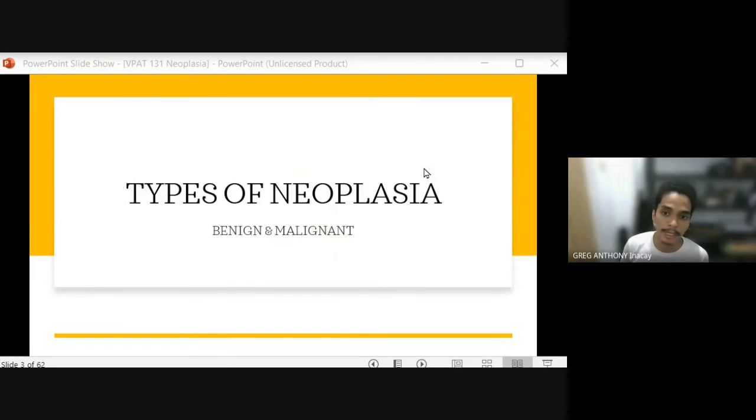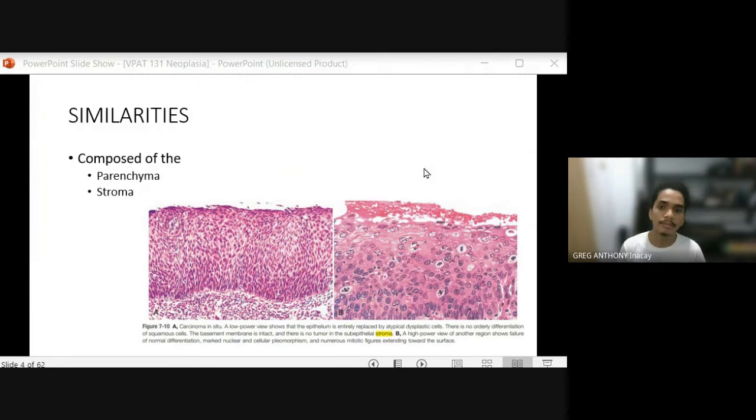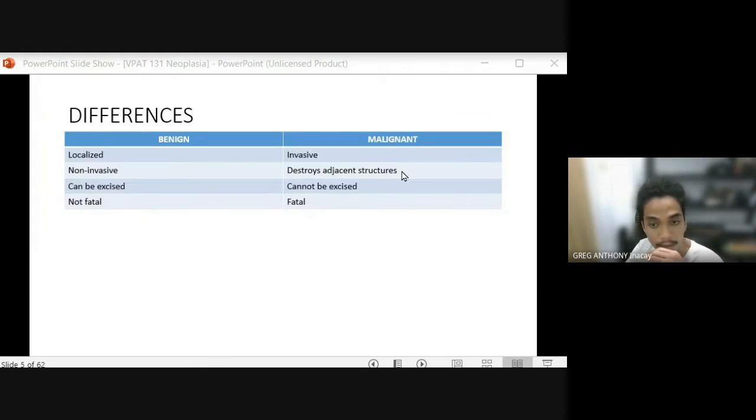So there are two types of neoplasms, which are the benign and malignant. So their similarities. Both types of neoplasms are composed of the parenchyma, which are the neoplastic and transformed cells itself, and the stroma, which are the tissues that support their growth by providing blood supply. So in terms of differences, in a benign neoplasm, it remains localized, non-invasive, can be excised, and does not cause death. On the other hand, a malignant neoplasm is invasive and destroys adjacent structures, can metastasize, and cause death.